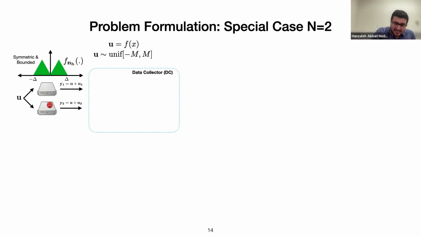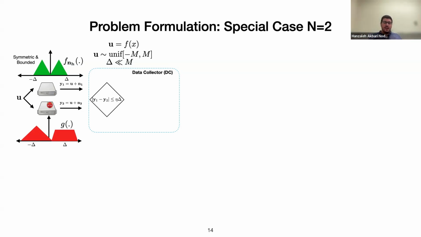For the case of the honest node, we assume that the noise distribution is symmetric and also bounded. Bounded between minus delta and delta. And we assume that the range of the computation, which is M, is by far bigger than the range of the accepted noise by the honest node. So that's the assumption. But for the adversary, the noise distribution that the adversary is utilizing can be anything. It's not necessarily symmetric, and it's not even bounded. It can be anything.